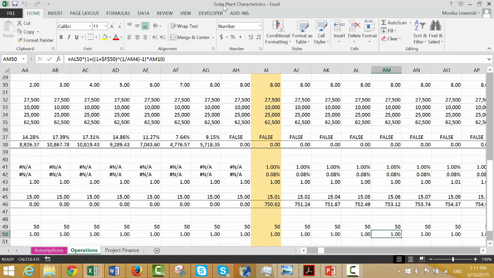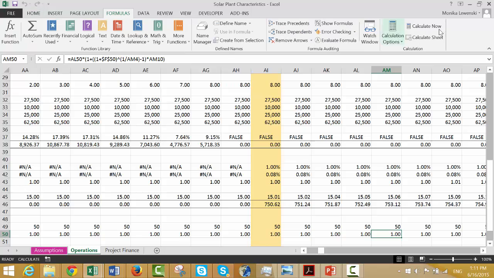Let's just press the calculate again. I've got a whole bunch of things open because I'm working on a different project as well. Sorry about that one just now.